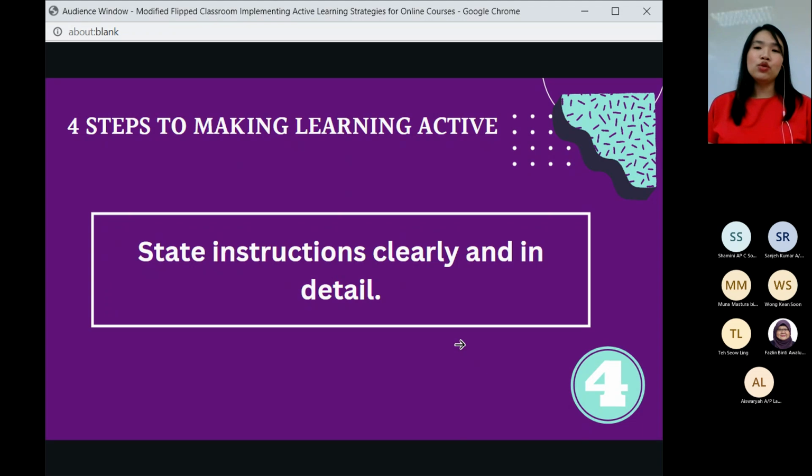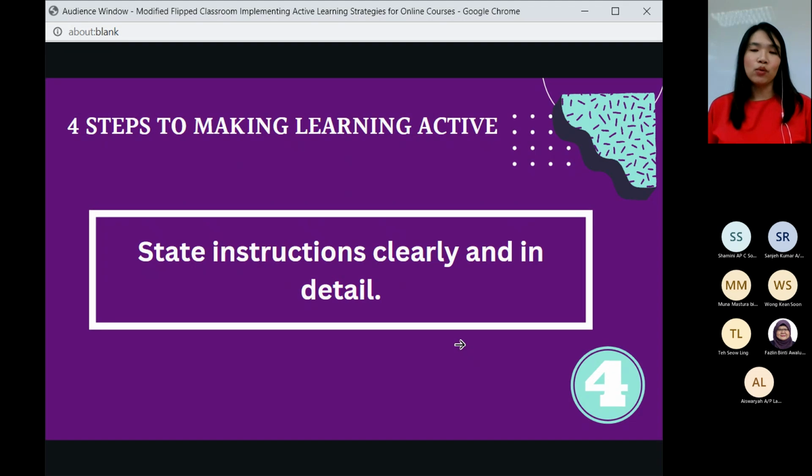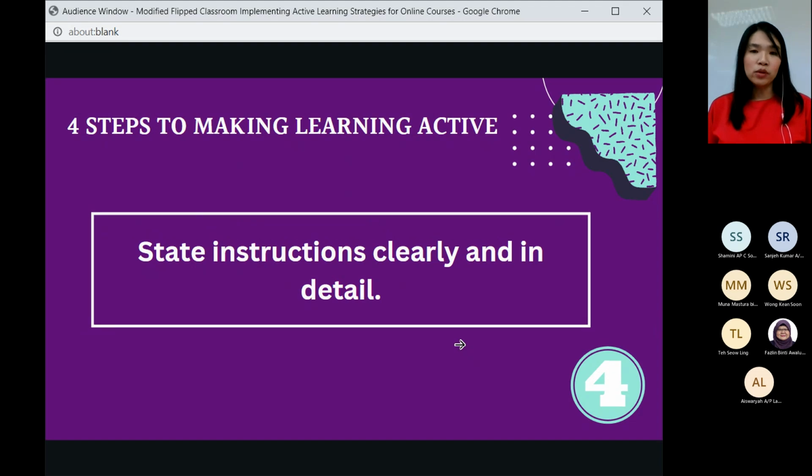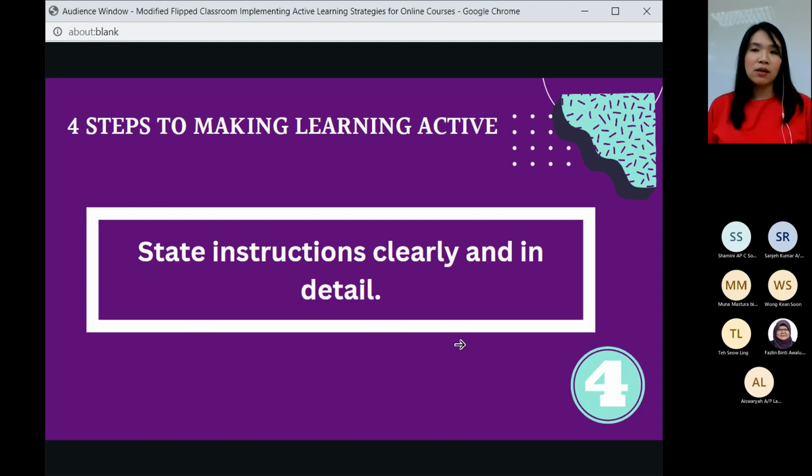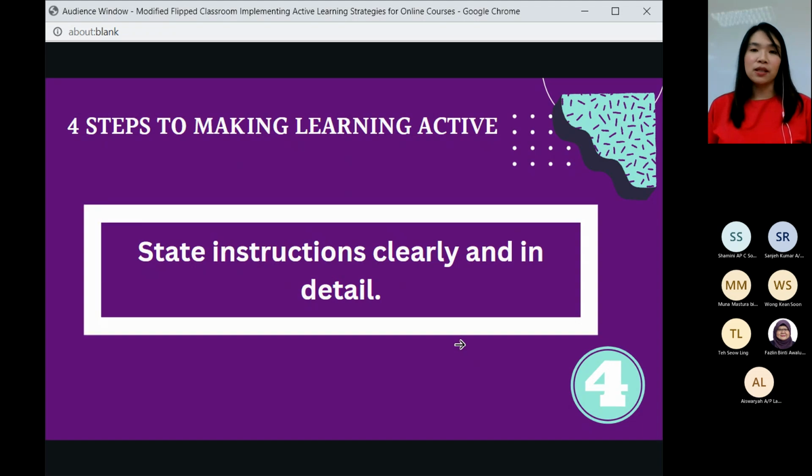Whenever you want a student to do something, you need to state clear instructions in detail. Some of the students, if you just say it verbally, will not remember or will not understand. So maybe you can put down in words clearly what you want them to do, step by step, in detail, so that they understand and follow the instructions.